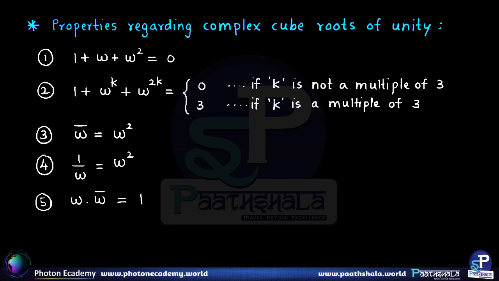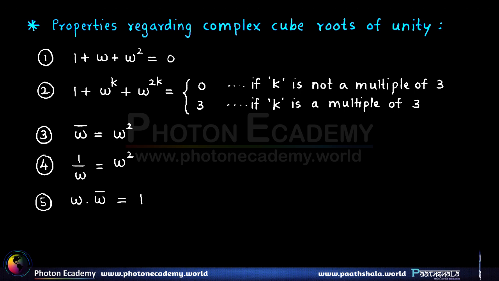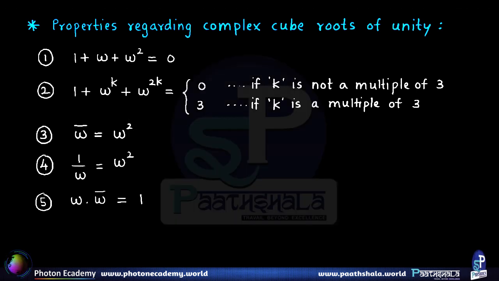Now the third property says that the conjugate of omega is equal to omega square. Next we have the reciprocal of omega, that is 1 upon omega, is equal to omega square. And lastly we have the product of omega and the conjugate of omega is equal to 1. So these are the typical properties of complex cube roots of unity.